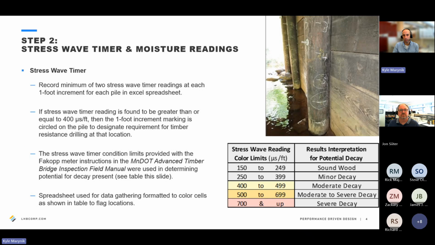I'm sure you've all seen it in the advanced timber bridge inspection manual. They've got a chart that gives you a guide, I should say, because every pile is unique to itself. We've taken this guide, as they've called out, for sound to minor, moderate to severe decay, and formatted our spreadsheet so that when we're punching this in the field, it flags it for us and turns these colors, so we know we're going to want to come back and drill this location because it's indicating there could be moderate decay.